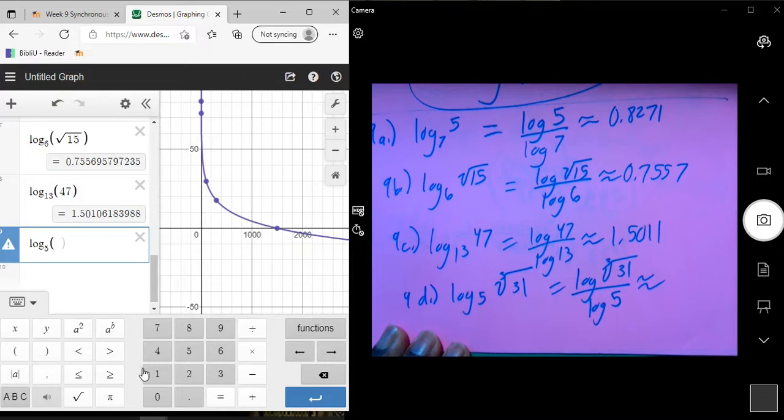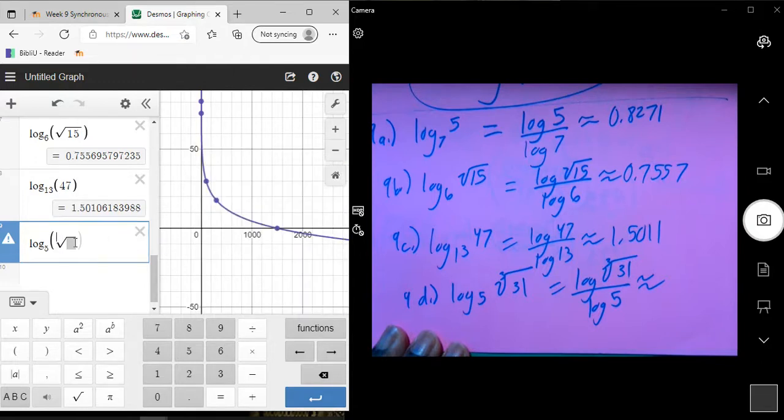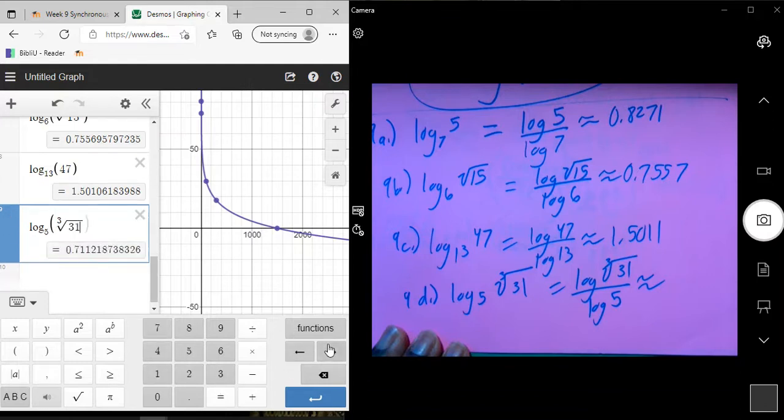the cube root of. Now, in Desmos, you can get the cube root by going here to functions, and you see here where it says nth root. Click that, and then you can hit the 3, and that's the third root of 31. Then you'll close that parenthesis, and your final answer here is 0.7112.